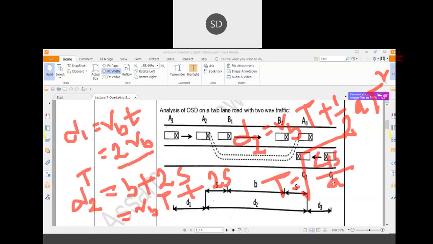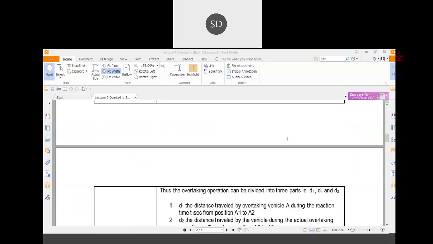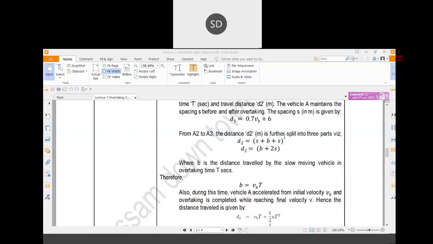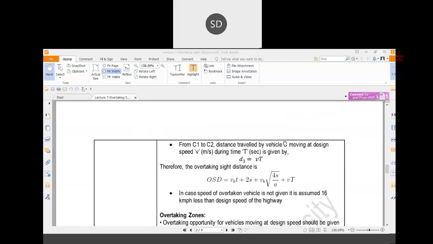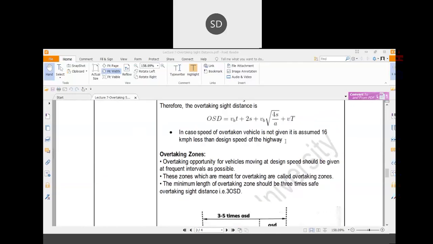Now you have access to all the values. You know the values of the different unknown factors, so in that case, you can easily find out the D2 value. Now, what is the D3 value? D3 is the distance covered by the opposite moving vehicle during the overtaking operation. So basically, D3 is V into T, and you know the value of T. And if you add up all these distances, that is D1, D2 and D3, you will find out the overtaking sight distance. So that is written over here. You just go through it and let me know if you have any confusion regarding this.